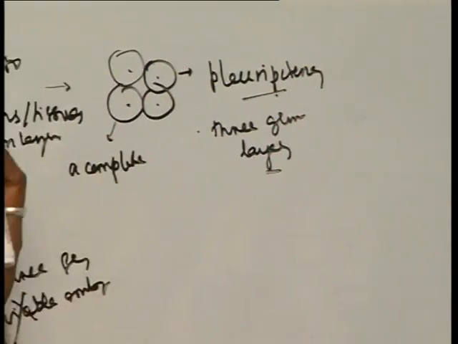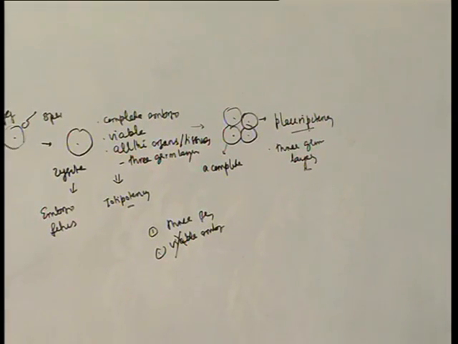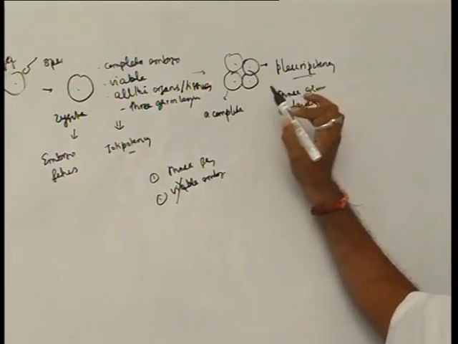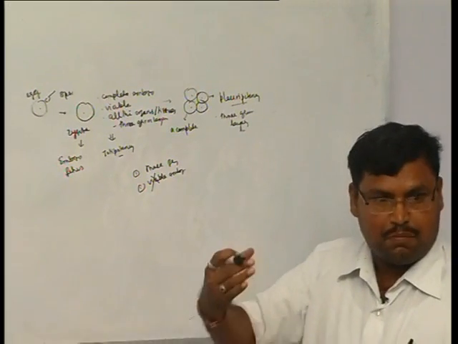So from the zygote, these are all stem cells. What do you mean by stem cells? Stem cells can produce different types of cells, meaning that stem means it's like a stem. Okay.